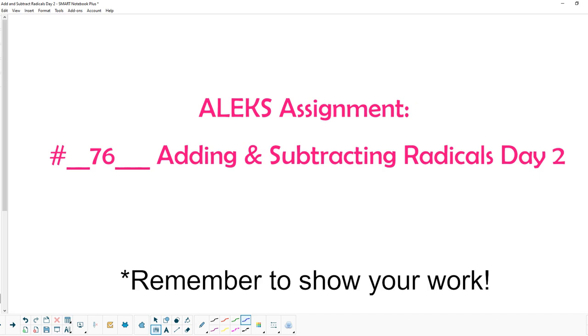So our Alex assignment is going to be number 76, adding and subtracting radicals, day 2. And remember to show your work.